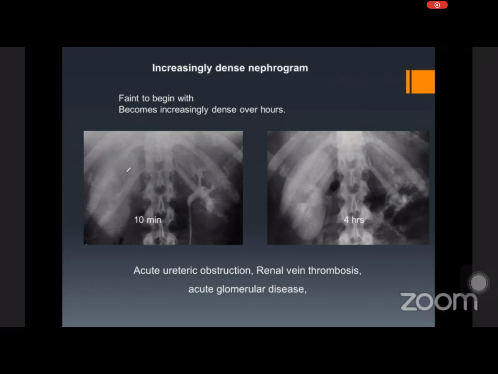What happens is, because of the ureteric obstruction, there is a delayed tubular transit of contrast, and there is a high pressure building within the renal pelvis. So the back pressure is transmitted to the renal parenchyma, and this results in a persistent increasingly dense nephrogram.